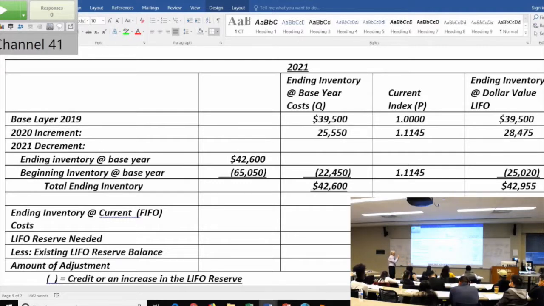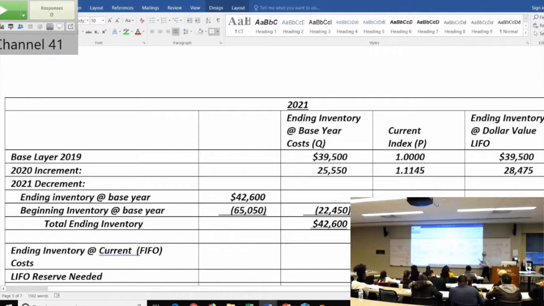Now, question for you. This is part B of an exam question. What if the decrement in base year was 26,550? So let me just change this for a second. That's why I want to take your questions now, because this is where you're going to really see this as LIFO. What if this decrement was 26,550? You have to take $1,000 from the base layer.